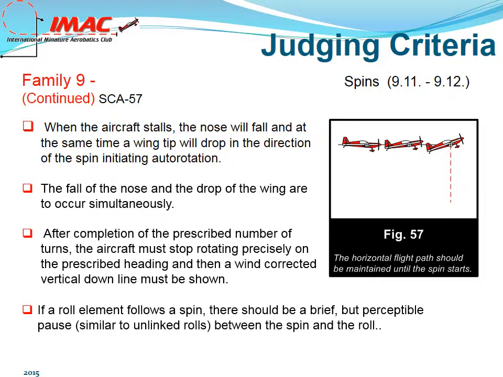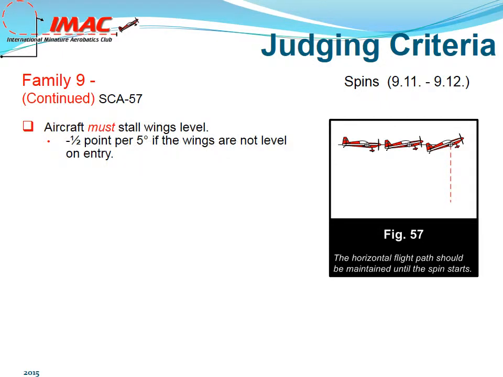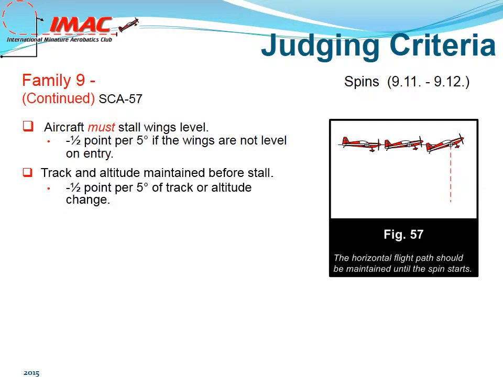If a roll element follows a spin, there should be a brief but perceptible pause, similar to unlinked rolls, between the spin and the roll. Aircraft must stall wings level, half a point per 5 degrees if the wings are not level on entry. Track and altitude maintained before the stall, half point per 5 degrees of track or altitude change.